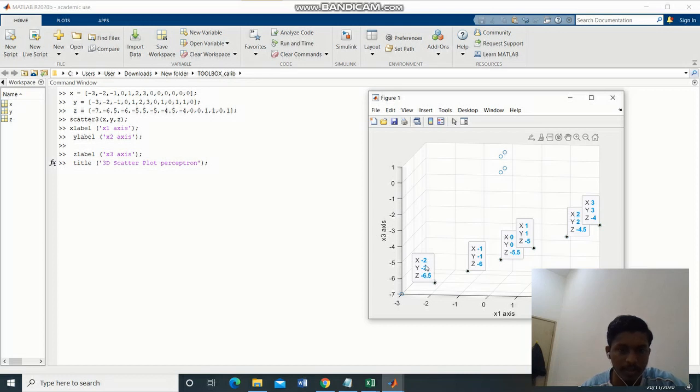For the first dot, x is negative 2, y negative 2, z negative 6.5. For the second dot, x negative 1, y negative 1 and z negative 6. For the third, x 0, y 0 and z negative 5.5. For the fourth, x 1, y 1 and z negative 5, and the fifth dot is x 2, y 2 and z negative 4.5, and the last dot of the gradient line is x 3, y 3 and z negative 4.